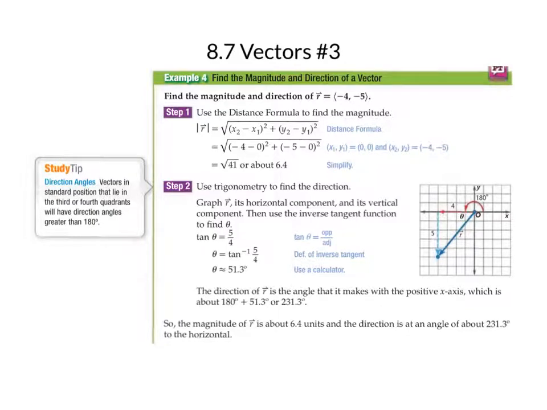Hey guys, welcome to video number 3 on vectors. This is the last video that we're going to have about vectors. So far we've talked about a lot of different things.